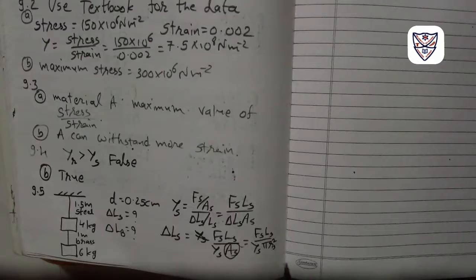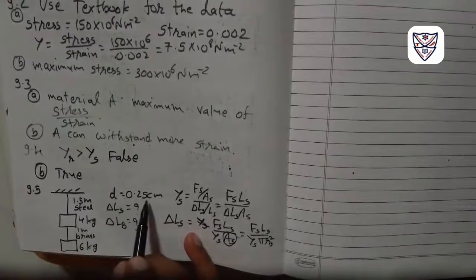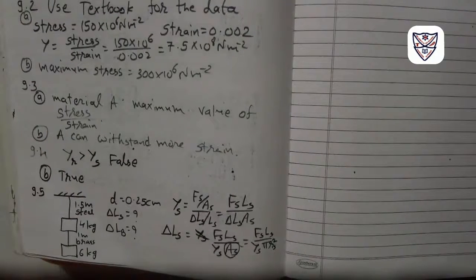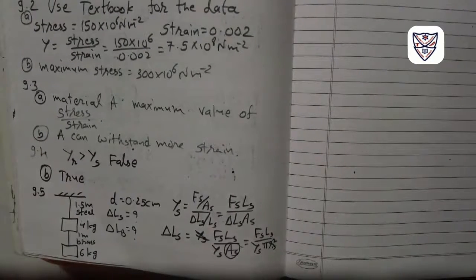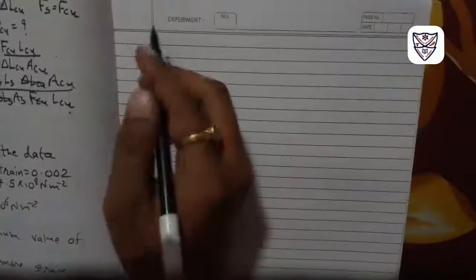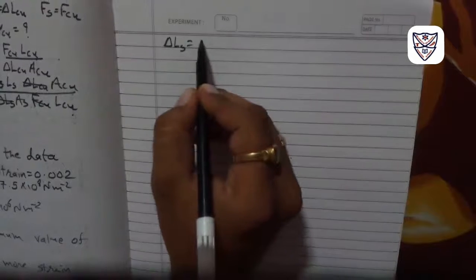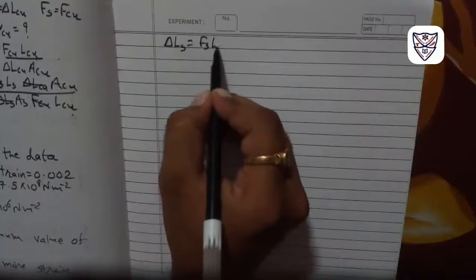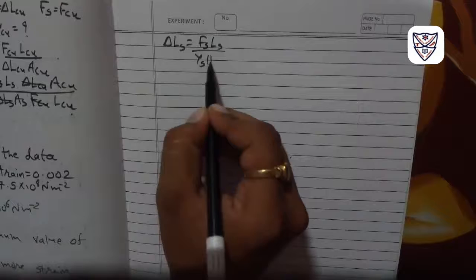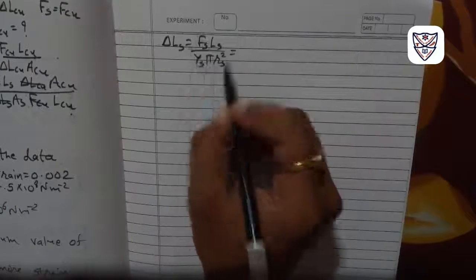Now where is this Rs? So Rs comes from here. This is the diameter, half will be the radius of that wire, right? So see, here again delta Ls is equal to Fs Ls upon Ys pi Rs square. So we have all the values.